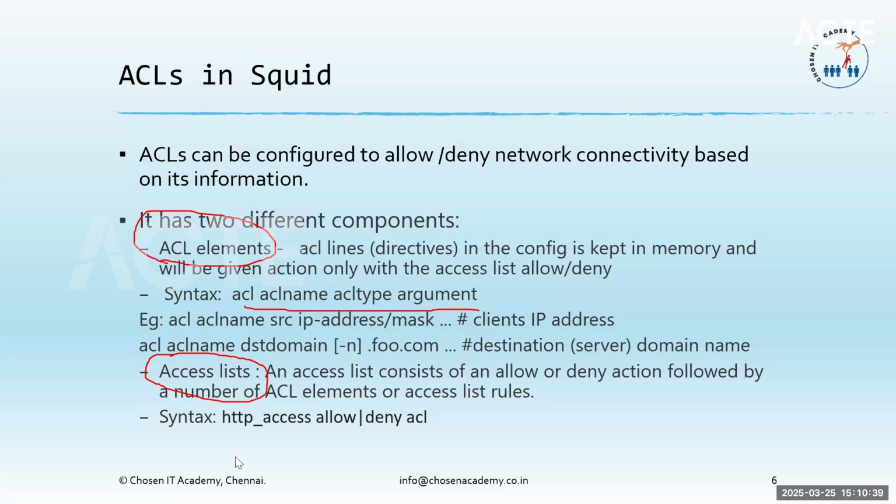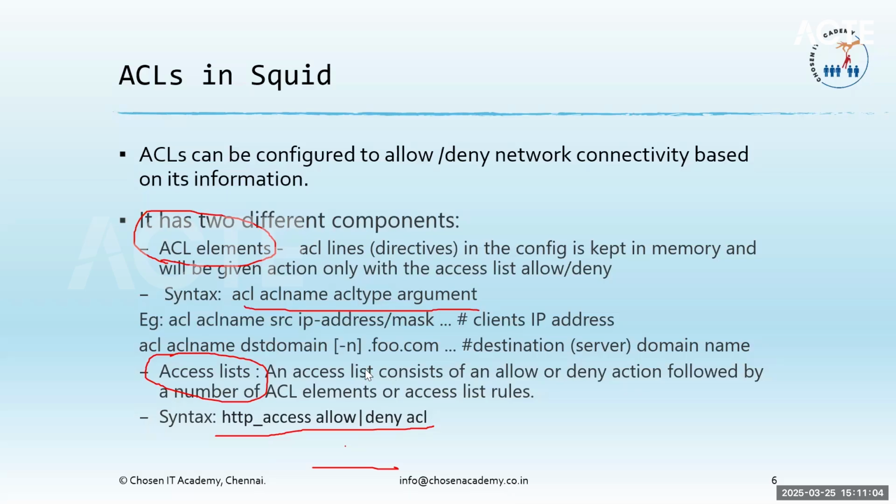How to configure the access list? The access list can be configured only by this http_access. This is the way to configure, and we will have to say http_access allow or deny, and we give the name of the ACL here. Until we give this access list, the ACLs that we have configured will not be effective.